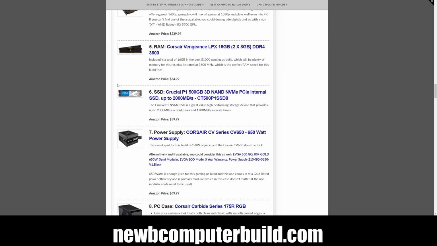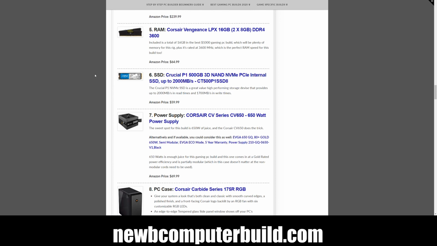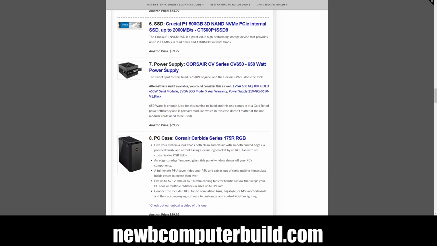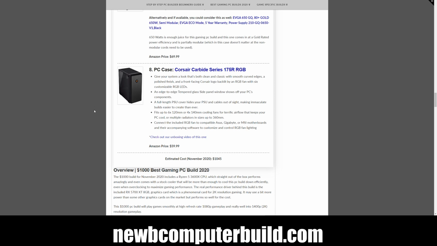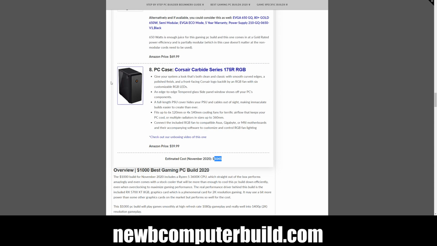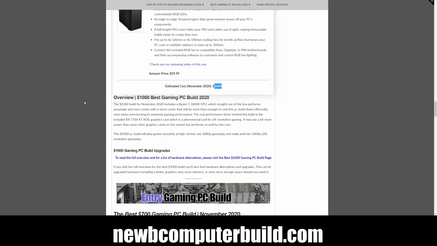The memory we have is the Corsair Vengeance LPX 16GB kit. Storage we have is a Crucial P1 500GB NVMe SSD at $59.99. Power supply we have is a Corsair CV Series CV650 at $69.99. And then the case we have for this one is the Corsair Carbide Series 175R RGB at $59.99. And this build does come in above $1,000, but you should be able to get it near $1,000 this month with some of the sales going on, but it's $1,045 at the beginning of the month here.